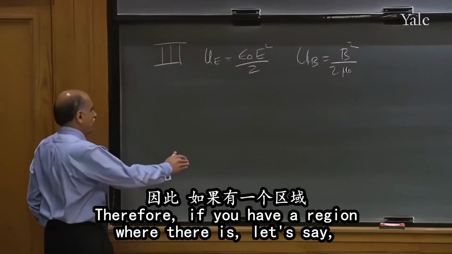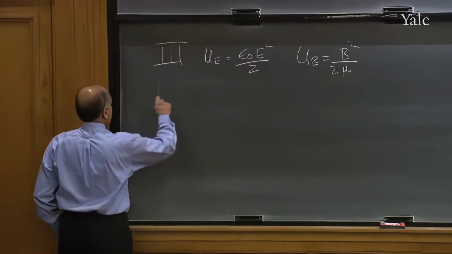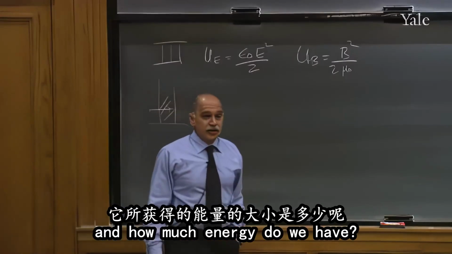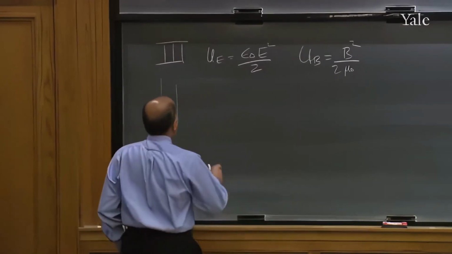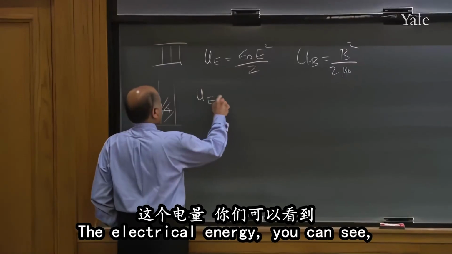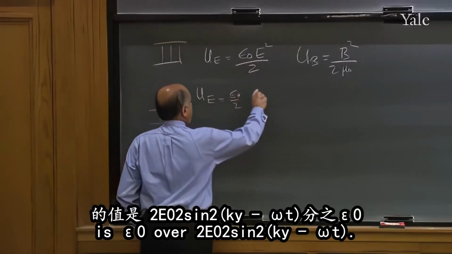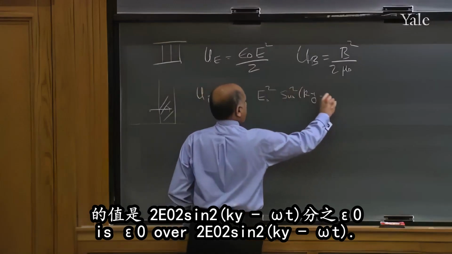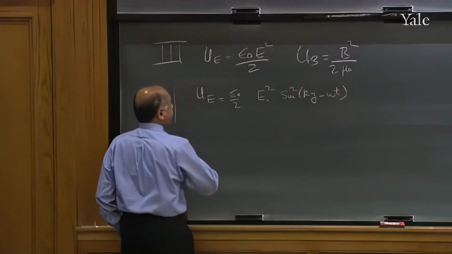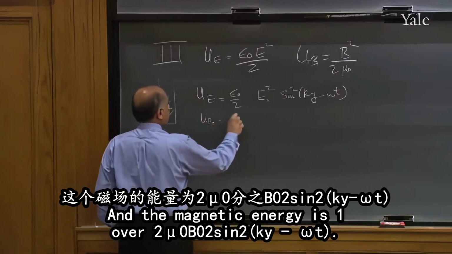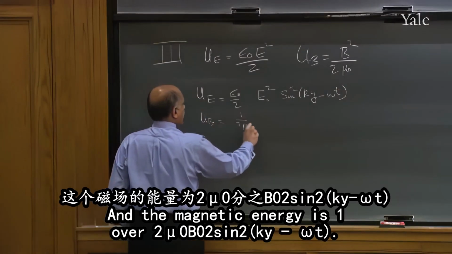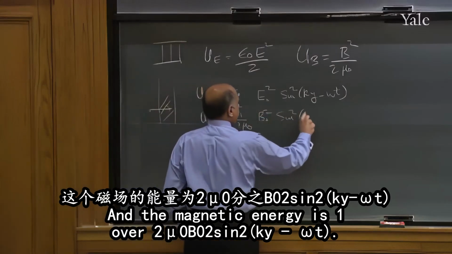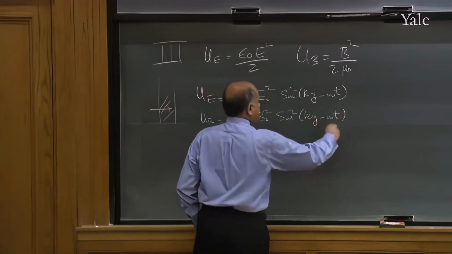Therefore, if you have a region where there is, let's say, no electromagnetic field, and suddenly a wave goes by, that region now has energy. And how much energy do we have? The electrical energy is epsilon 0 over 2, E0 squared, sine squared of (ky minus omega t). And the magnetic energy is 1 over 2 mu 0, B0 squared, sine squared of (ky minus omega t).